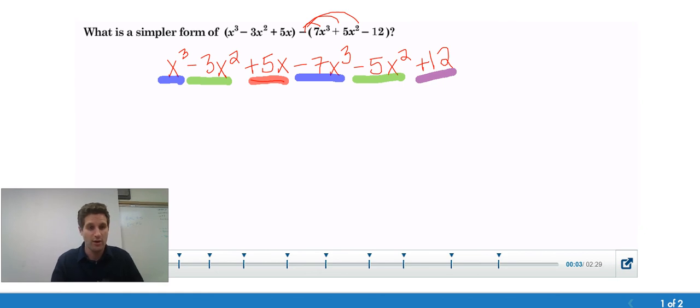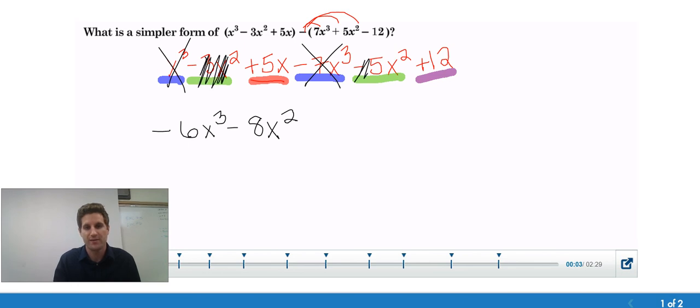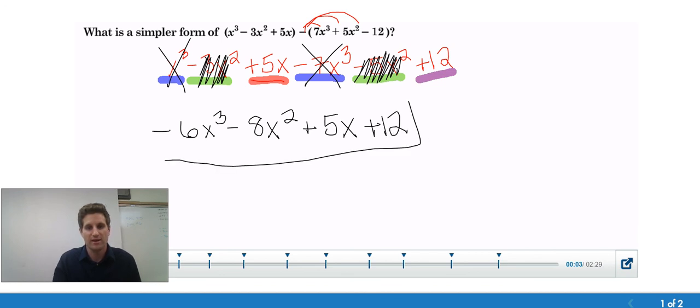So let's take care of the highest degree first and then go downward. So x to the third minus 7x to the third, so that's going to be 1 minus 7, so we're going to get a negative 6x to the third. So I've taken care of those terms. Okay, and then we're going to go with x squared as our next term. So negative 3, negative 5, that's going to become a negative 8x squared. So that's gone. And that's gone. And then 5x has no one to combine with, so we just write 5x. And 12 has no one to combine with, so we just write 12. And there we go. Nothing else can be added.